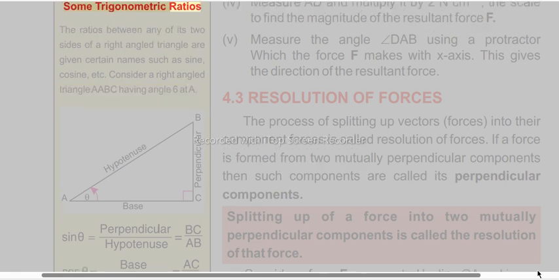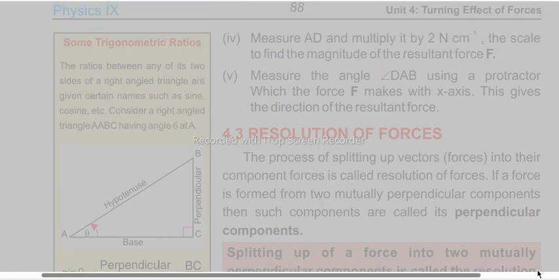Some trigonometric ratios. Physics 988, Unit 4, Turning Effect of Forces.